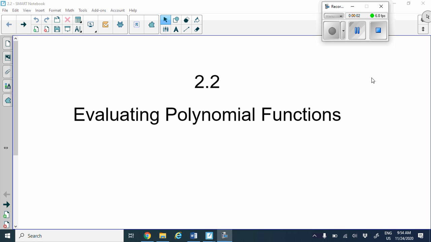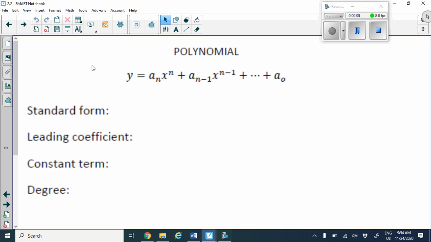Hey guys, so here's the notes for 2.2. We're going to be talking about polynomial functions and evaluating them. So let's first talk about what is a polynomial function.